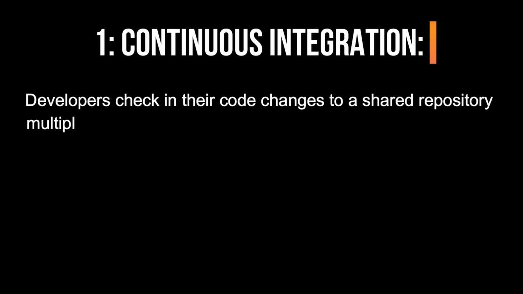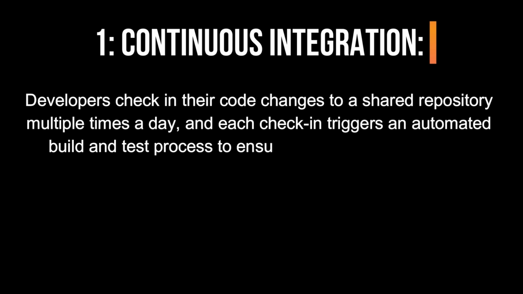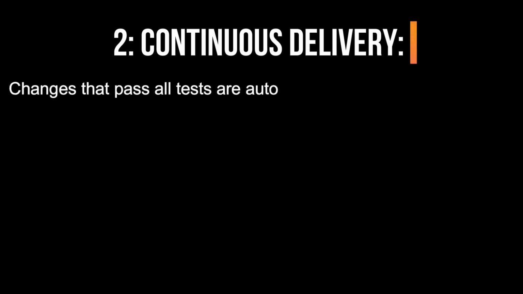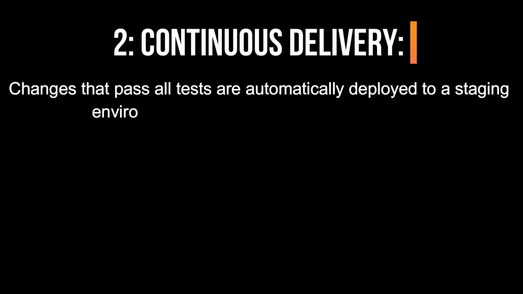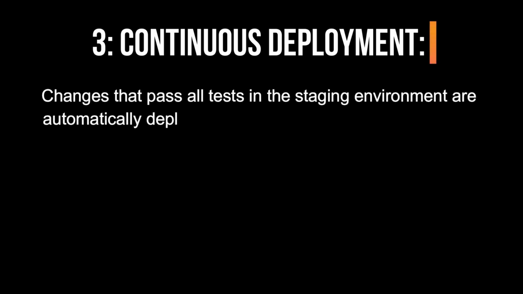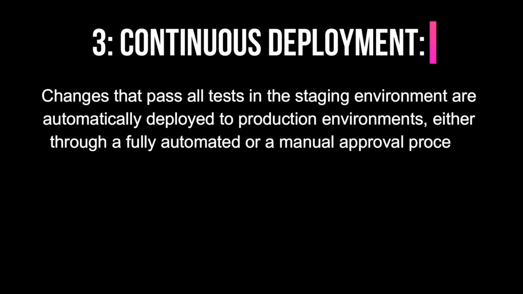1. Continuous integration. Developers check in their code changes to a shared repository multiple times a day, and each check-in triggers an automated build and test process to ensure that the changes do not introduce new issues. 2. Continuous delivery. Changes that pass all tests are automatically deployed to a staging environment for further testing and validation. 3. Continuous deployment. Changes that pass all tests in the staging environment are automatically deployed to production environments, either through a fully automated or a manual approval process.